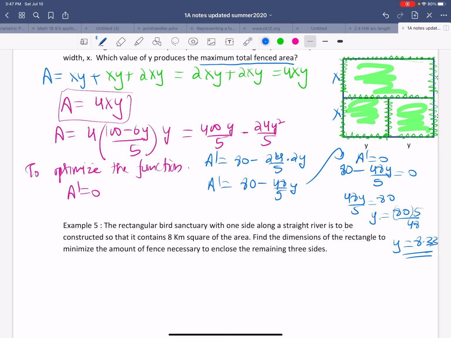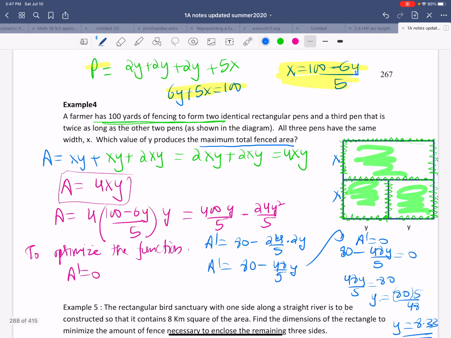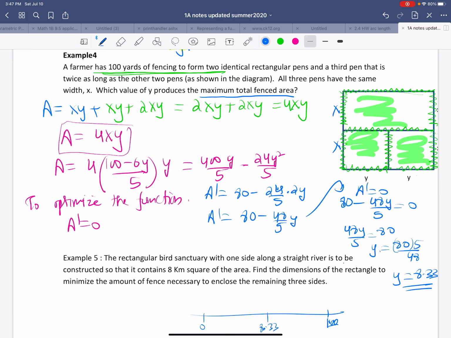Now, if you really want to check that this is your max or min, like we talked about earlier, we can go ahead and make a table. This is 8.33 for the y value, and earlier we found the domain, and I believe it was y less than 100 over 6. So you can check what's going to happen to the derivative. If you plug in a value on one side, the derivative is going to be positive, which means your function is increasing. The derivative will be negative over here. If you pick a y value from here, that means your function is decreasing. So do you have a max at 8.33?